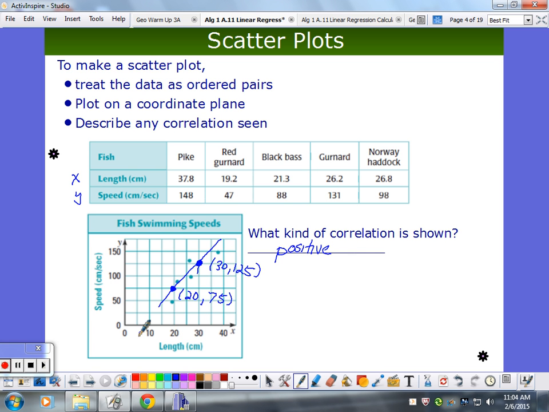Yes. How? Find slope. Pick one of these points, point slope. And then you get an equation. And now once I have an equation of a line, I can make predictions. What would be my prediction of a fish that's 35 centimeters long? I'm thinking it's going to go around 150 centimeters per second. So the idea is use data you know to help you make predictions about data you don't know. And that's what a line of fit does.